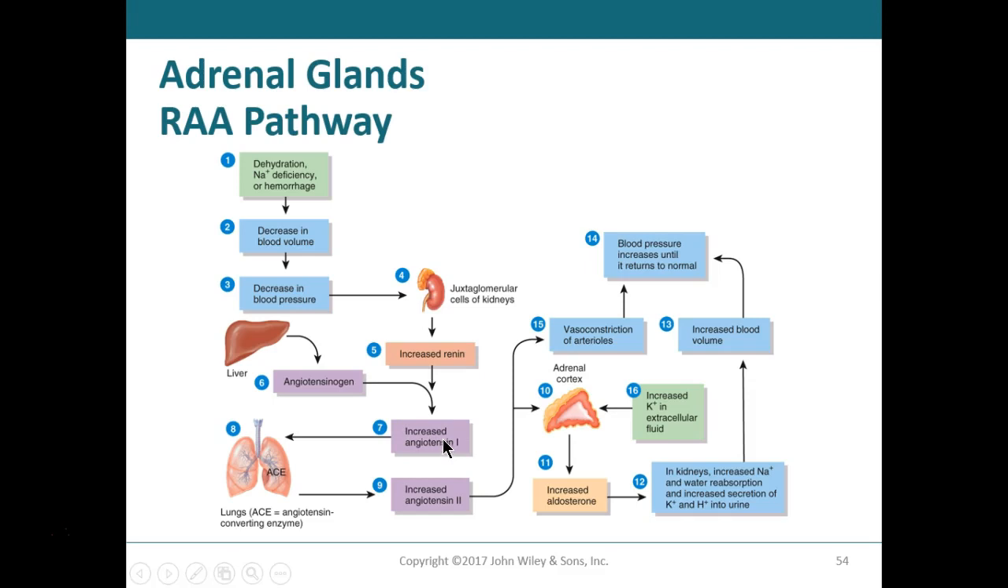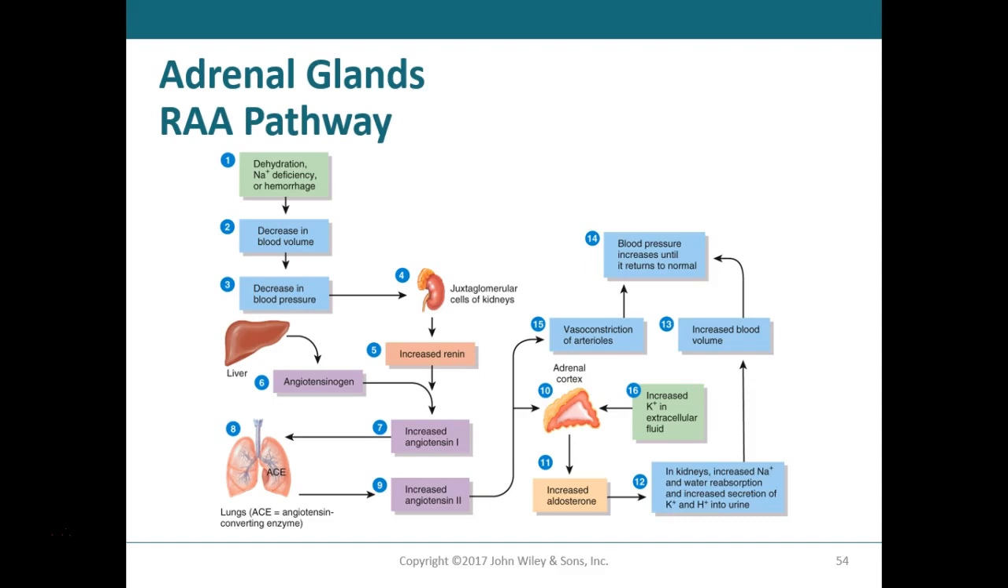So now we've got angiotensin 1 floating around in the blood. As the blood flows through the capillaries, especially those in the lungs, the enzyme, angiotensin converting enzyme, ACE, converts angiotensin 1 to angiotensin 2. Now blood levels of angiotensin 2 rise. Okay? Angiotensin 2 stimulates the adrenal cortex to release aldosterone. Aldosterone travels through the blood to the kidneys.